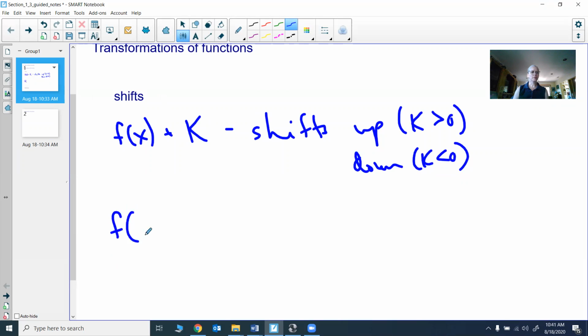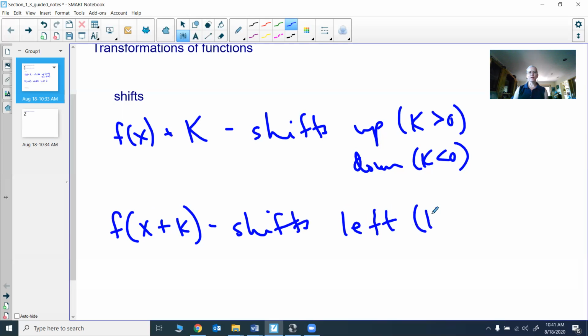Another thing you could do is take a function and add a constant to the variable first. It shifts the independent variable first, and this actually shifts the function left or right. It's left if your k is positive, and it's right if your k is negative.